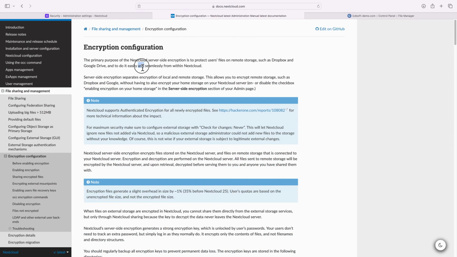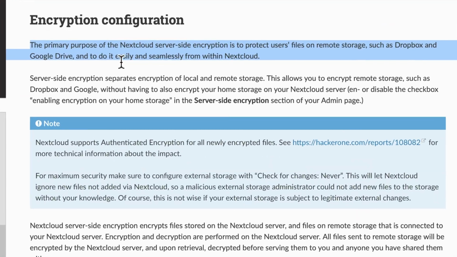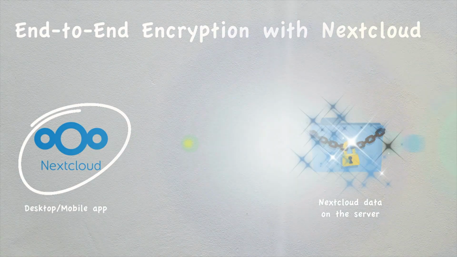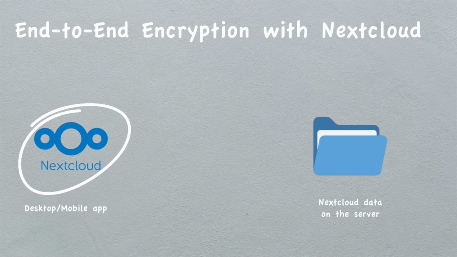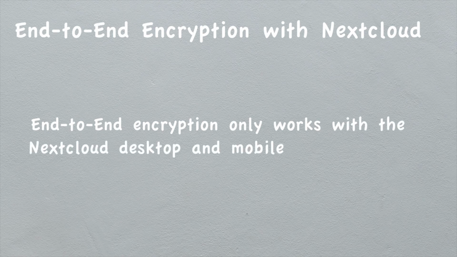This option is more suitable against physical access or if you're using an external storage. The better way to encrypt your data is to use end-to-end encryption. With it, you can opt to encrypt only specific folders, and the actual keys are stored in your Nextcloud client app and not on the server, making decryption impossible even if the server or your specific hosting account is hacked. End-to-end encryption only works with the Nextcloud desktop and mobile apps.